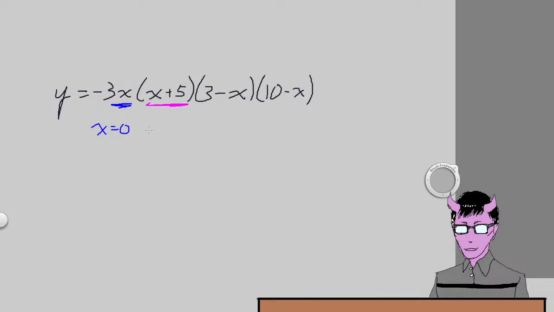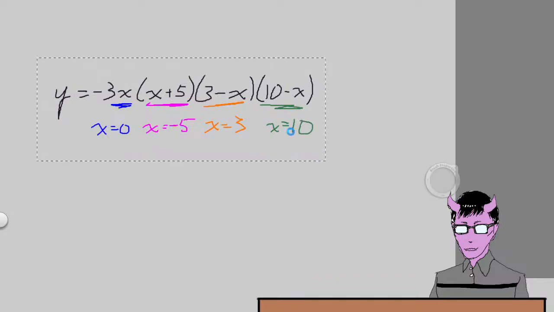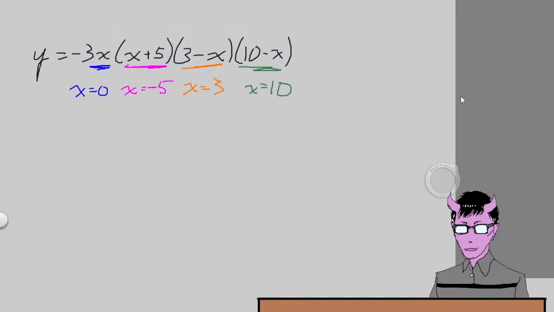What's the 0 of factor number 2? Negative 5. What's the 0 for factor number 3? X is equal to positive 3. What is the 0 for factor number 4? It's positive 10. So we have 4 distinct zeros, which means we have 4 distinct x-intercepts. So let us get to the graphing by plotting those 4 points first.